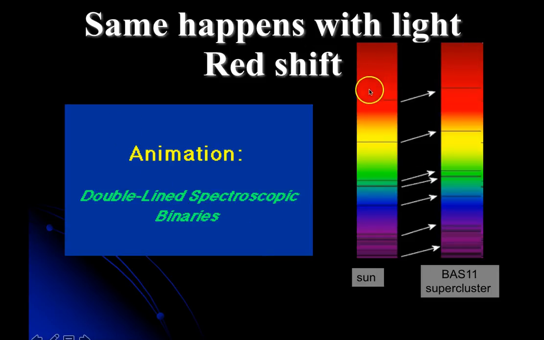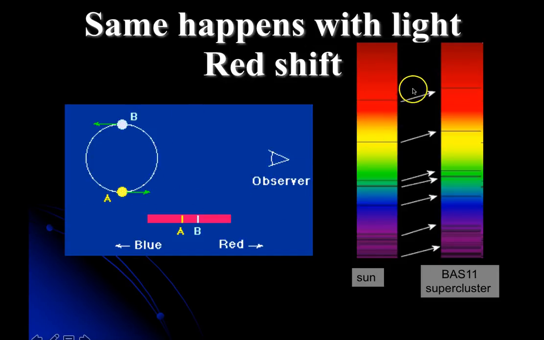Now we can apply that to galaxies too. So this is for stars that are close by to us, called spectroscopic binaries. Now for galaxies, you've probably heard that all the galaxies are moving away from us. You know, they're lactose intolerant.